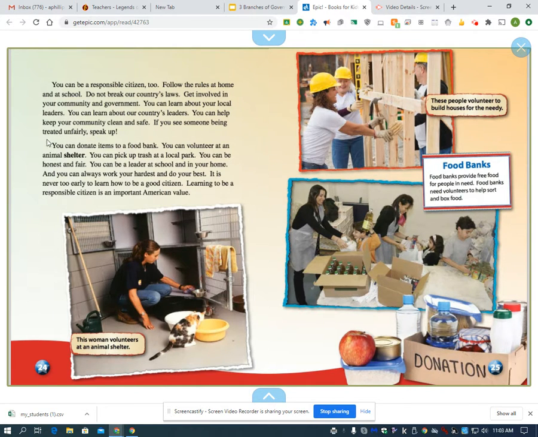If you see someone being treated unfairly, speak up. You can donate items to a food bank. You can volunteer at an animal shelter. You can pick up trash at a local park. You can be honest and fair. You can be a leader at a school or in your home, and you can always work your hardest and do your best. It is never too early to learn how to be a good citizen. Learning to be a responsible citizen is an important American value.